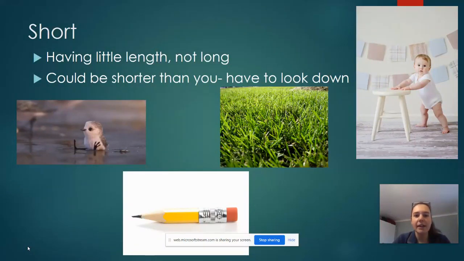Now, the next one we've got to look at is something that is short. And this is something that has little length or it's not very long. And it could be shorter than you. So you might have to look down to be able to see it, or look really carefully because it's very short. So we've got a tiny little bird on the page, and that's very short. We've got a very short pencil. I think that one would have to go in the bin if it was in my classroom. We've got some short grass, and we've got a baby, because I think most of you are taller than a baby, so the baby would be shorter than you guys are.